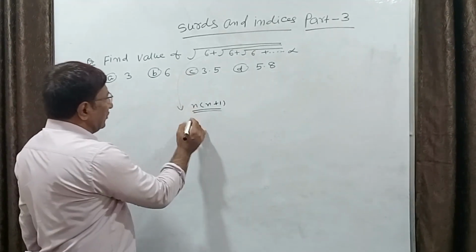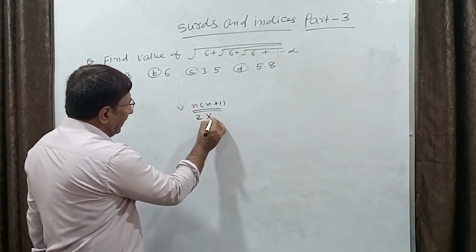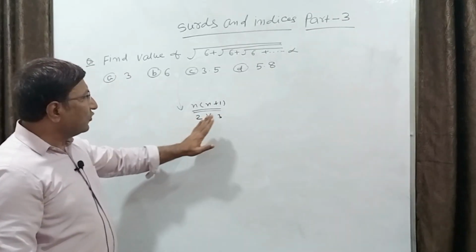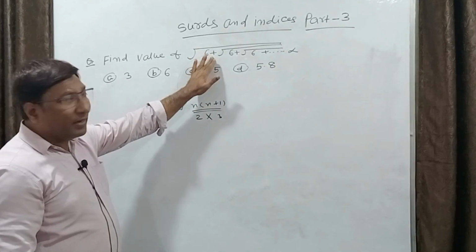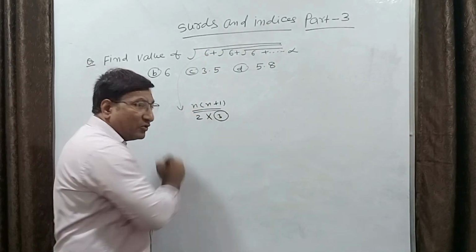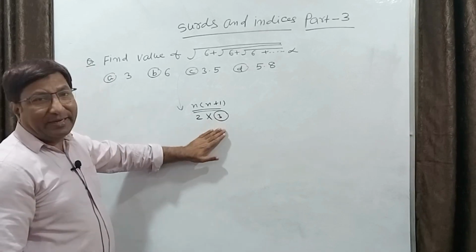Just like here 6, we can write this as 2 multiply 3. So n is 2 and n plus 1 is 3. When there is a plus, the greater number is our answer. So here the correct answer is 3. So 3 is the direct answer.